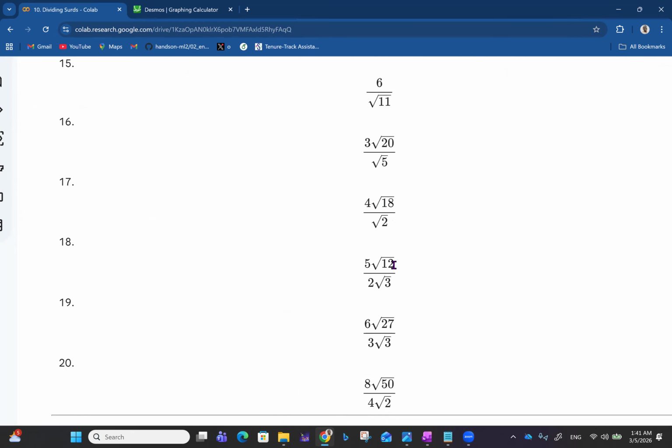Then 5 over 2 here. So you have 5 roots, so you have 5 over 2. Then root 12 over 3, that's root 4. So 5 over 2 times root 4, that's 5 over 2 times 2. The answer is 5 at the end of the day.